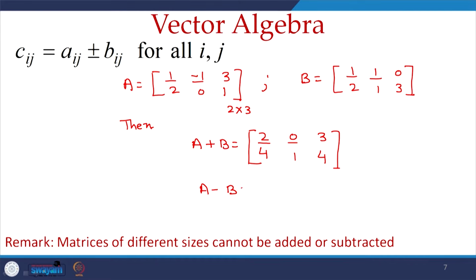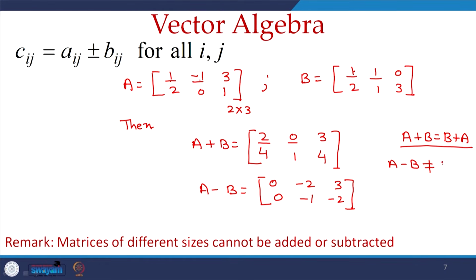Similarly, A minus B equals [1-1, -1-1, 3-0; 2-2, 0-1, 1-3], which is [0, -2, 3; 0, -1, -2]. So here you can note down A plus B equals B plus A, meaning matrix addition is commutative, whereas A minus B may not be equal to B minus A.